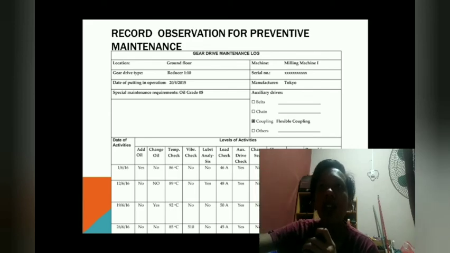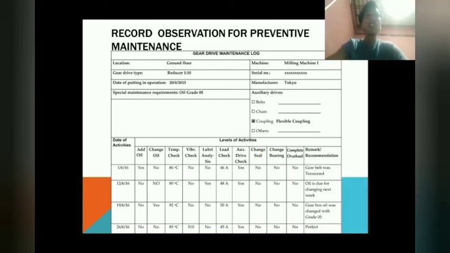Lastly, this is the example of record observation for preventive maintenance. The first table you can see is the gear drive maintenance log.